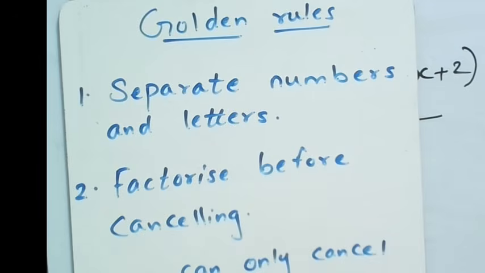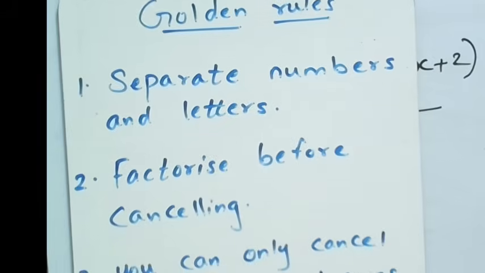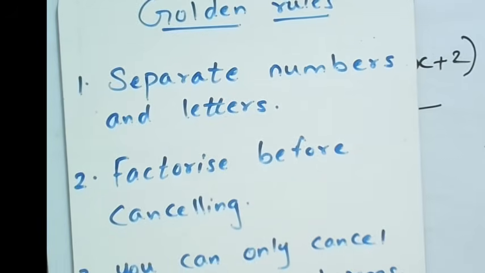Separate numbers and letters. Whenever you're simplifying a fraction, you have to go number to number and letter to letter, to divide number to number and letter to letter. Factorize before cancelling. When you need to factorize, you have to do it first, and then the second step is always cancelling.